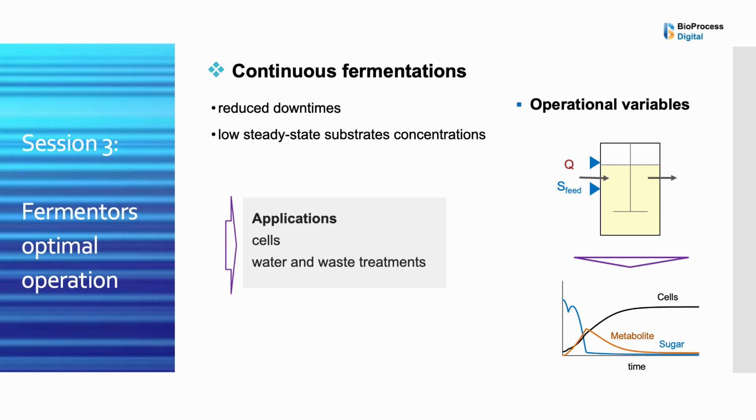Session 3 finally introduces the principles and kinetics of continuous fermentations, which are designed to operate fermentations under prolonged steady-state conditions. Continuous strategies offer several key advantages. They reduce the downtimes between consecutive fermentations and can operate under low substrate concentrations. As a result, continuous fermentations are mainly used for producing active cells and for water and waste treatments.